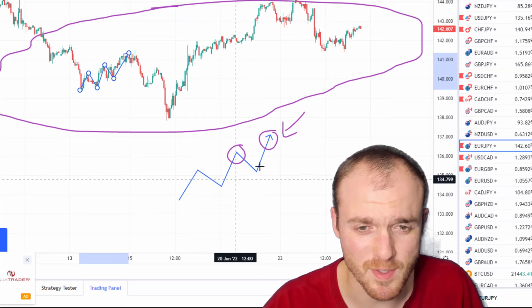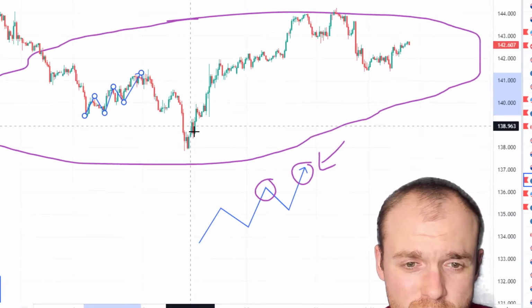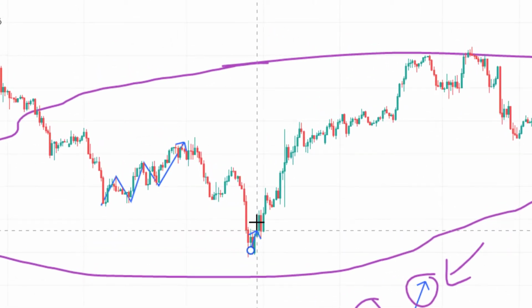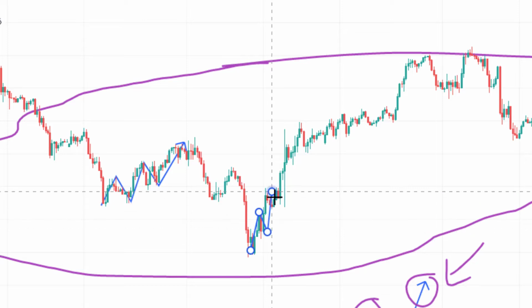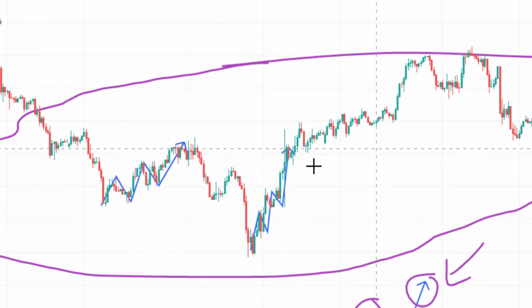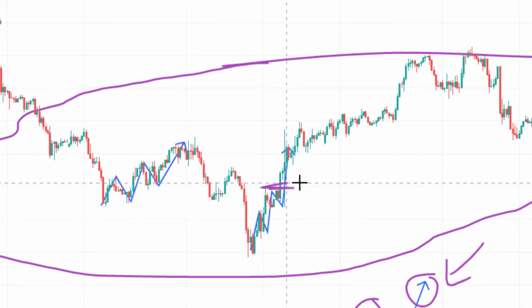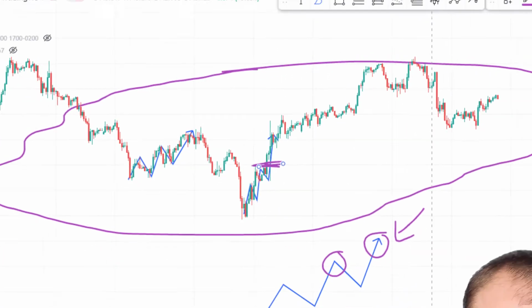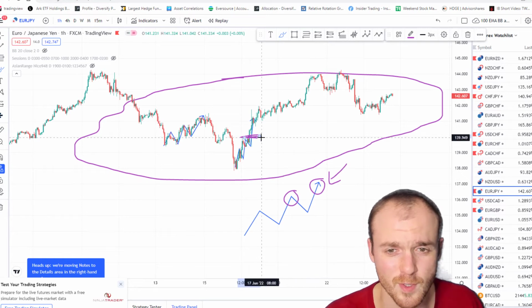The next time this happened is over here where we had 1, 2, 3, and we would have entered right over here when it produced that second higher high right there. So that would have been a winning trade.